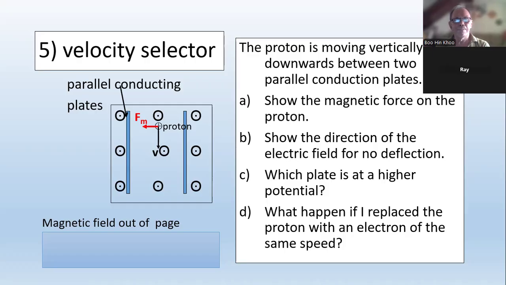Direction of electric field. For no deflection, the electric force is going to the right, so the electric field must be to the right. This part is the higher potential plate. So the answer for part C, which plate is at higher potential, is the left-hand plate. What happens if I replace a proton with an electron of the same speed?